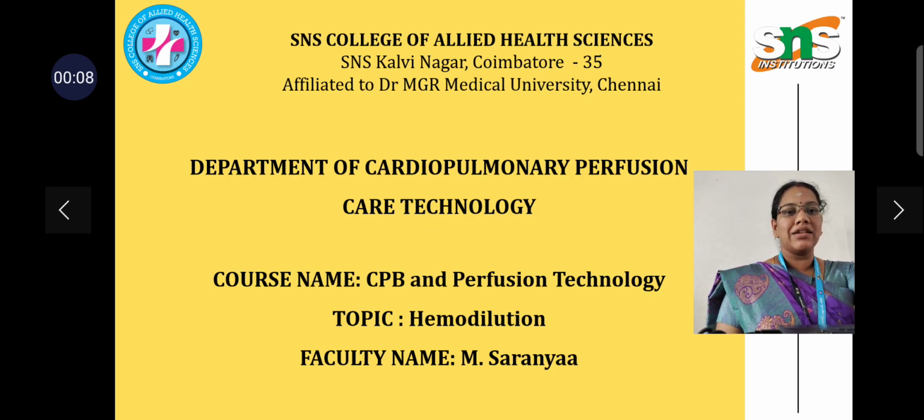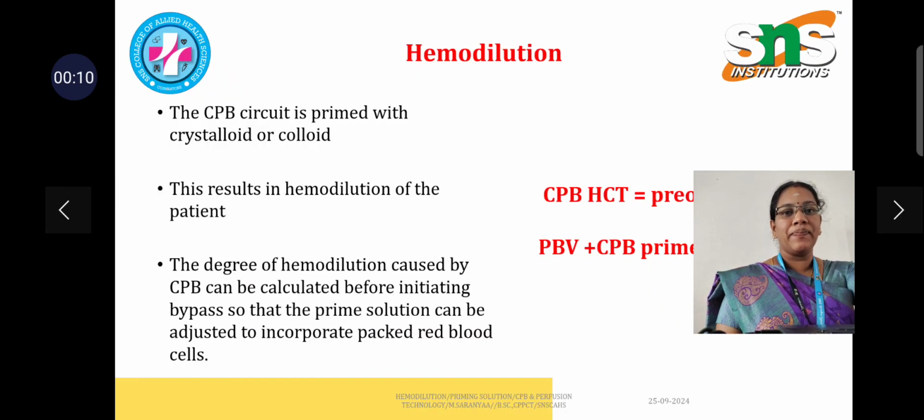Today we are going to discuss a topic on hemodilution. Hemodilution is a major aspect of cardiopulmonary bypass. As we are doing a cardiac surgery, there is a high loss of blood for the patient. To compensate for that, we use a solution to dilute the blood, which is called hemodilution. The CPB circuit is primed with a crystalloid or a colloid solution. This results in hemodilution of the patient.